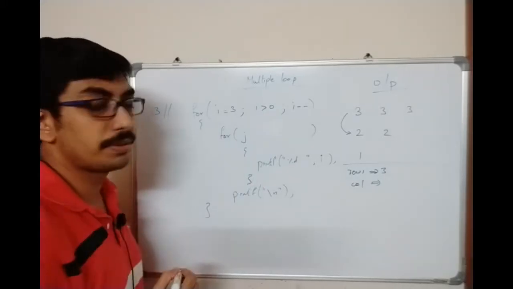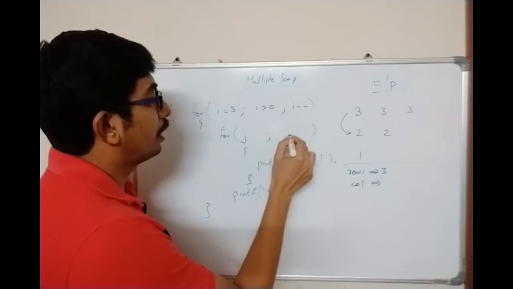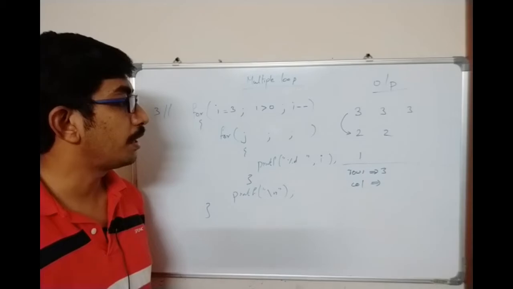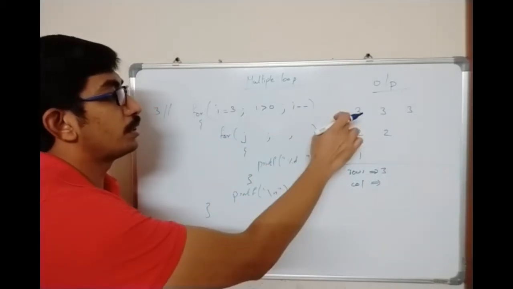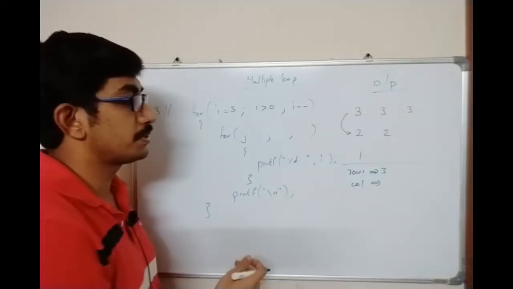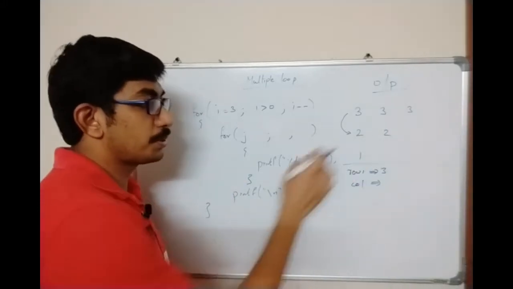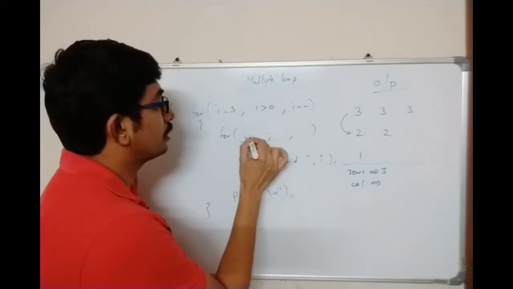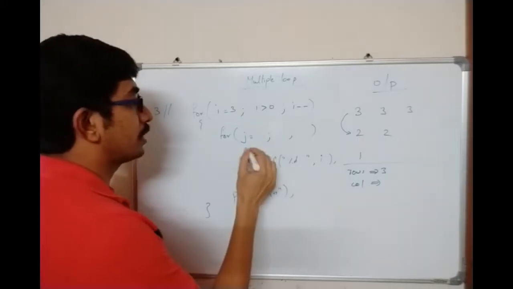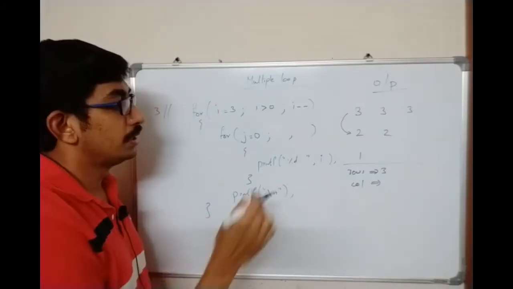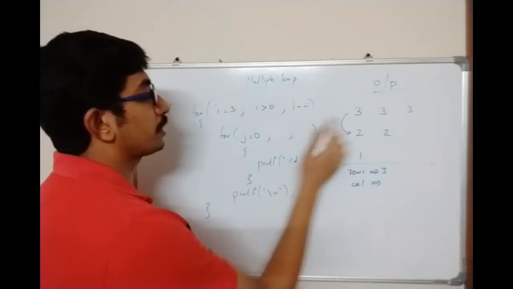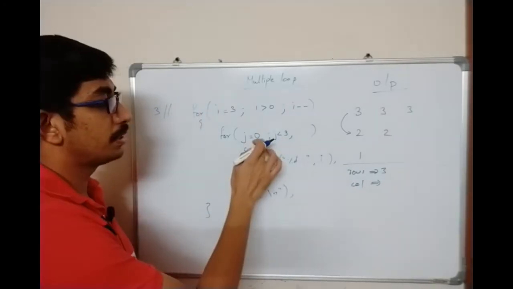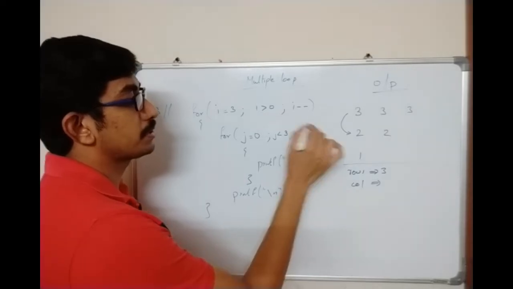For the inner loop I am using a variable j. I have to find the initial value, the condition, and the update. In the first row it has to execute 3 times, in the second row 2 times, and in the third row 1 time. So if I set j equal to 0, the first time it has to execute 3 times, so it should be j less than 3, and I will say j plus plus.